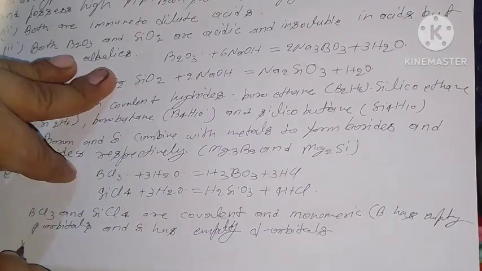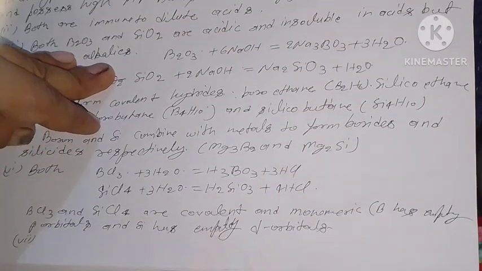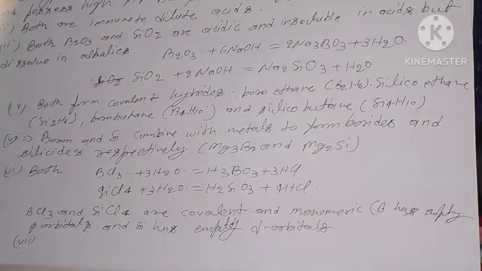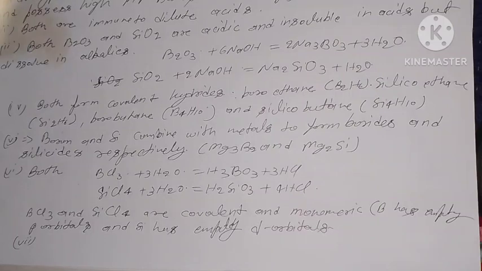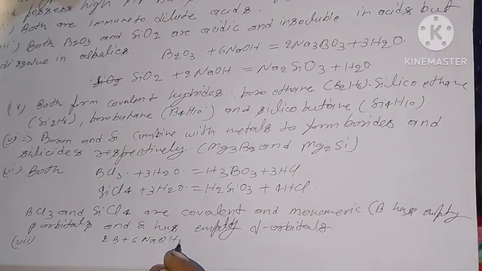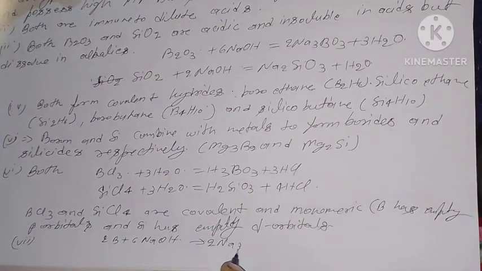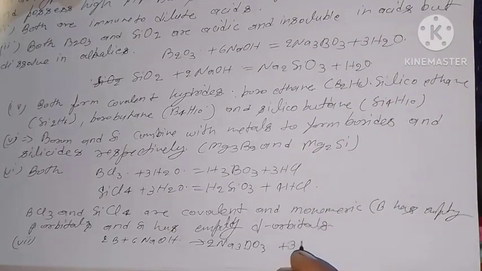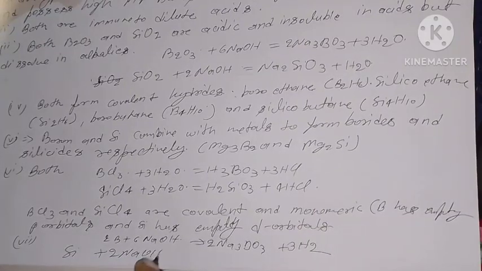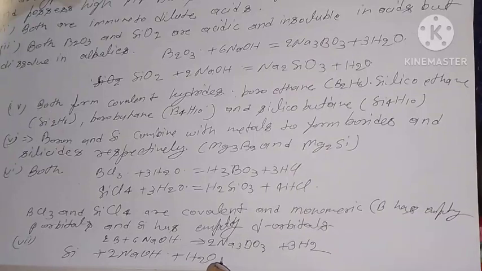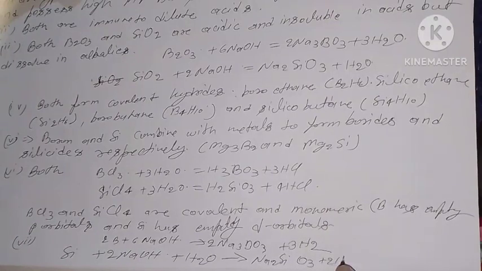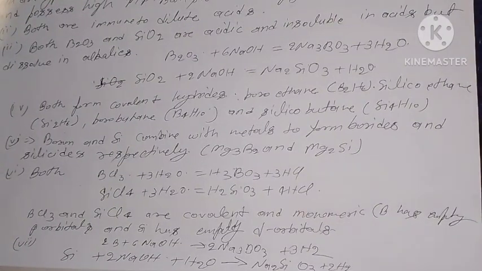Seventh point. Boron and silicon dissolve in alkalis to form borates and silicates and liberate hydrogen gas. 2B plus 6NaOH gives 2Na3BO3 plus 3H2. Next, silicon plus sodium hydroxide NaOH plus water H2O gives Na2SiO3 plus 2H2. Okay.